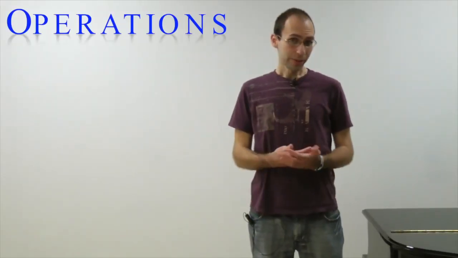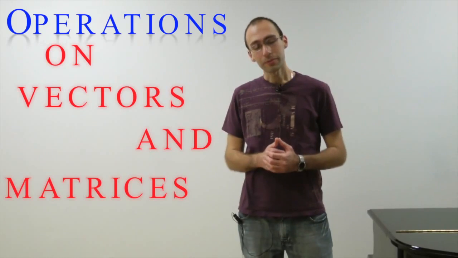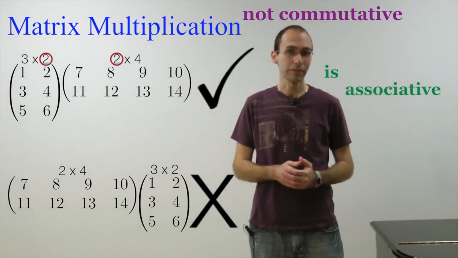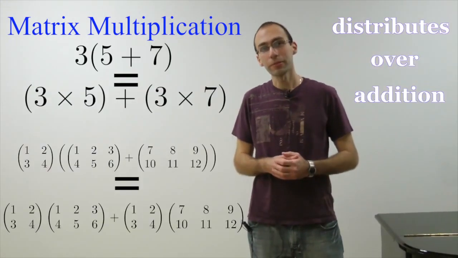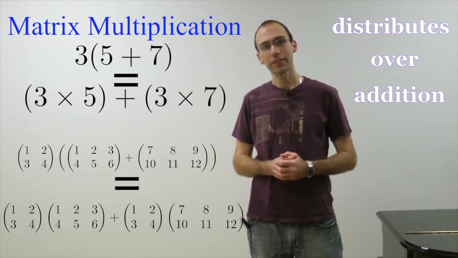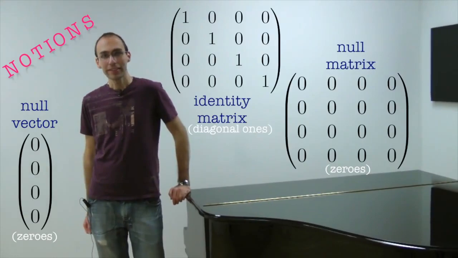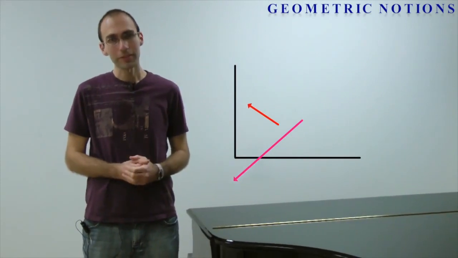When considering the algebraic operations on vectors and matrices, it's important to keep in mind what properties they satisfy. Matrix multiplication is not commutative, but it is associative. Multiplication always distributes over addition, whether you're multiplying vectors, matrices, or scalars. The notion of a null vector, a null matrix, and the identity matrix. Then there are several useful geometric notions associated to vectors and matrices.